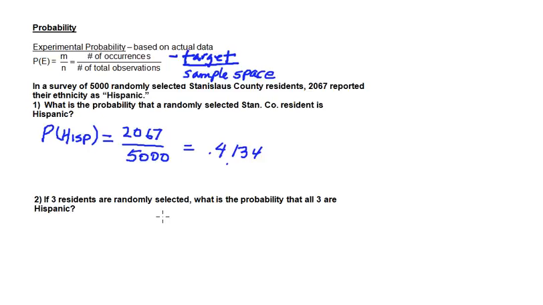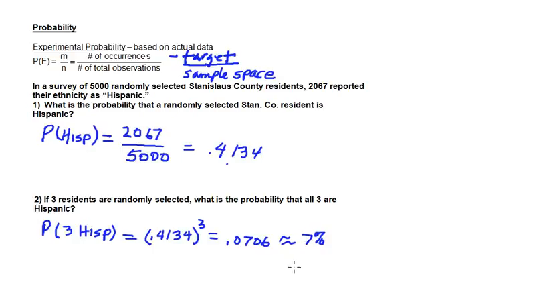Again, we're going to make a projection about the rest of the population, but we're trying to determine the probability that all three are Hispanic. When we do this calculation, we realize that each of the three residents selected is considered to be an independent trial. So the probability that all three people selected will be Hispanic will be the product of each probability. We can use this experimental probability of 0.4134 and multiply it 3 times, that is, raise it to the 3rd power, and we end up with a rather surprising result: only 0.0706, which is approximately 7%.